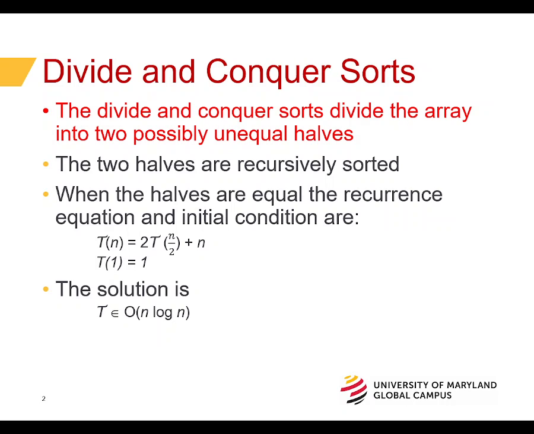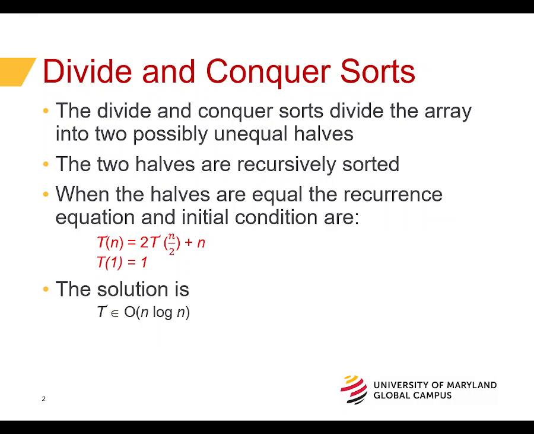The reason is that these two sorts first divide the list into two possibly unequal halves, and then the two halves are recursively sorted. To analyze the efficiency, it is helpful to examine the recurrence equation. The simplest case is when the halves are equal. In that case, the recurrence equation states that t of n is 2 times t of n over 2 plus n. The first part results from the fact that it is divided in two and both halves are processed. The addition of n is because the action performed on the halves involves all the elements.